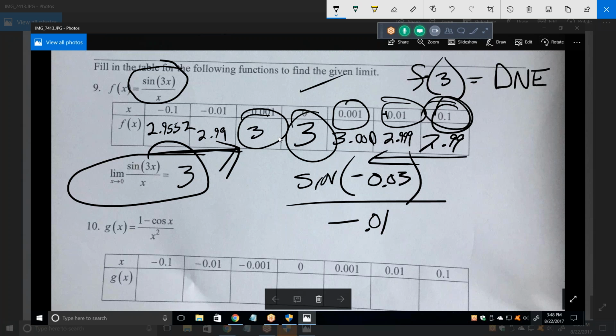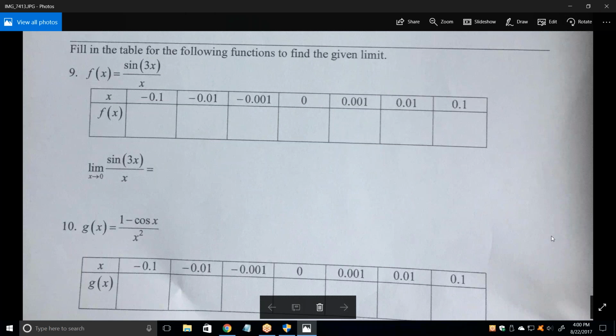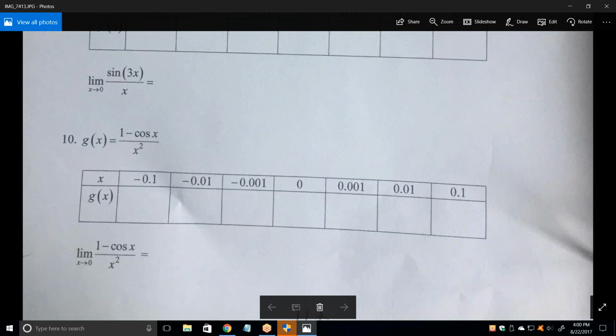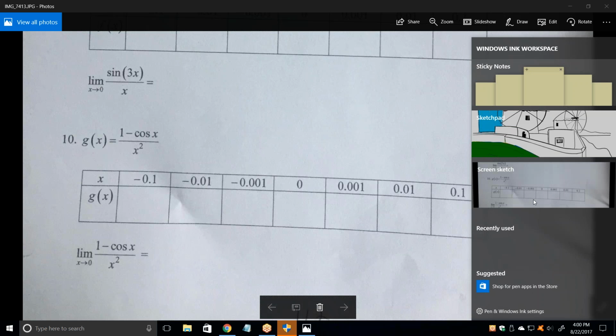Okay? So you can kind of understand the point of this exercise is they want you to know that you can fill in these values and you can see what it actually is approaching. And from either side, it's clearly approaching the number 3. Now, I want you to do the same thing on the next exercise. So let's do that. Okay.